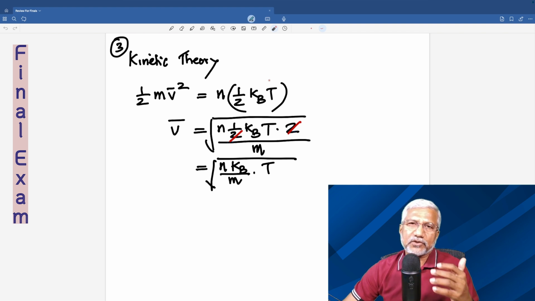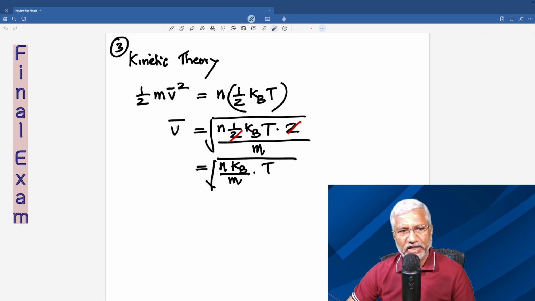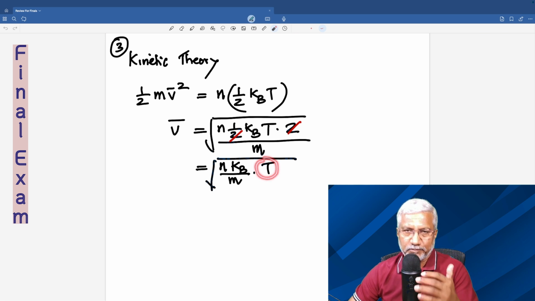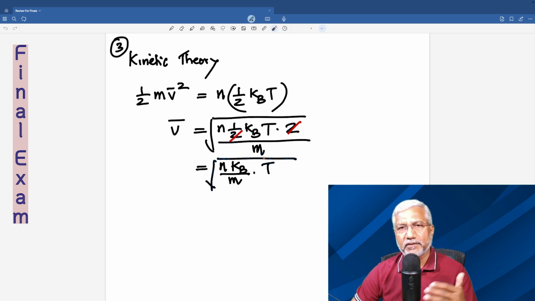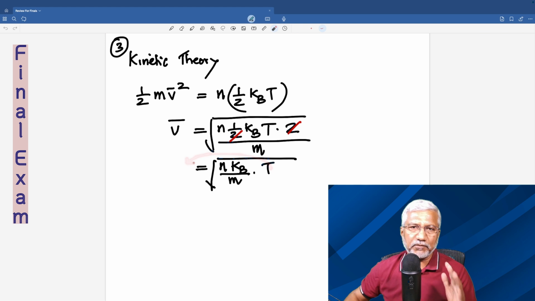All right, but when you try to make velocity the subject, you see you have a square root there. So I have simplified it to this. When average velocity is the subject of the formula, you have to remember there is a square root here. So if the temperature quadruples, meaning it becomes 4 times, the square root of 4 is 2. That's when the velocity doubles. Okay, so keep that in mind.